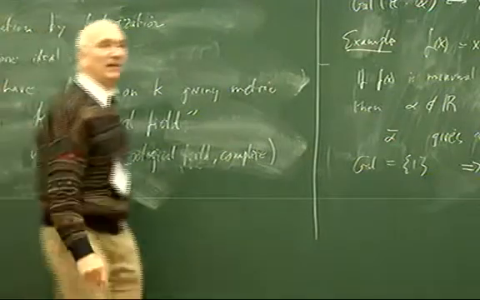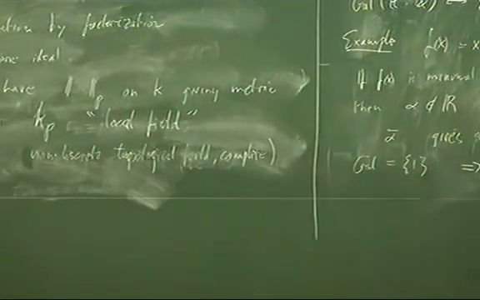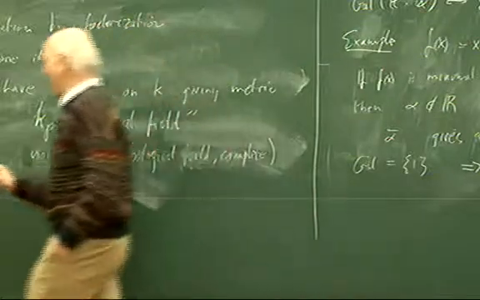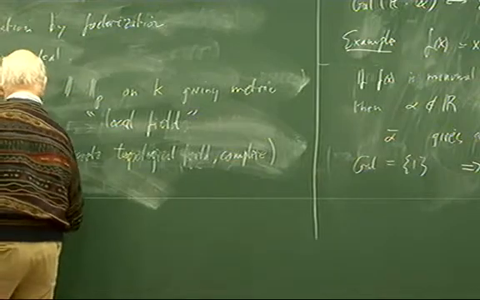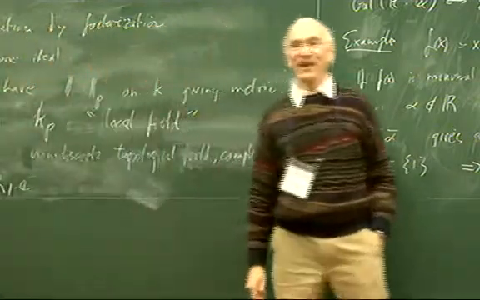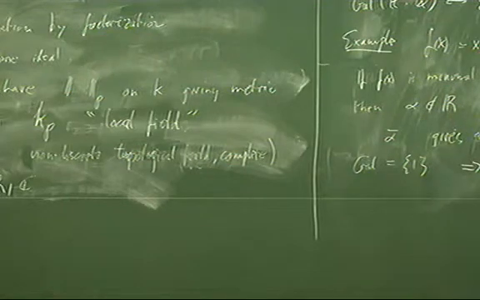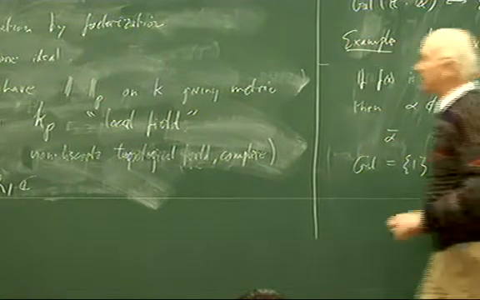There are exactly two other local fields when you're looking at fields of characteristic 0. We're only interested in characteristic 0. So there are exactly two others. And these local fields are the very familiar R and C. They're clearly complete topological fields. Okay.